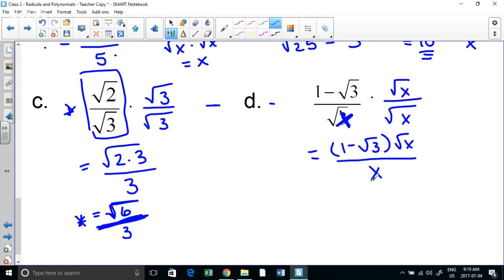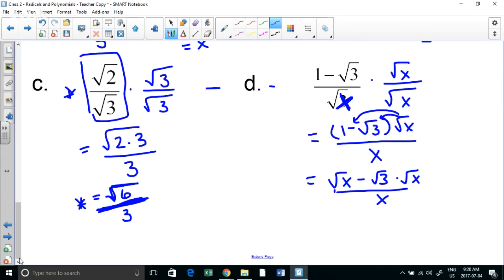Once you have no radical on the bottom, you're good to go. You could simplify this if you want and say, well, this distributes to here, this distributes to here. Root of x minus the root of 3 times the root of x all over x. And here these can be put together. So it doesn't matter what you have on the bottom. Just multiply by the exact same radical. You're good to go.